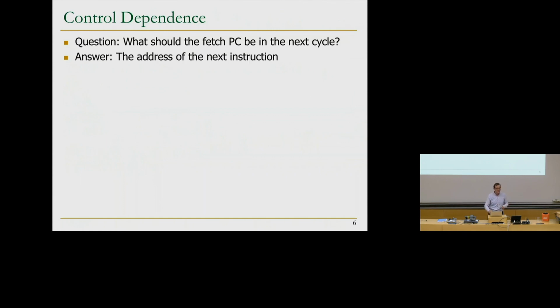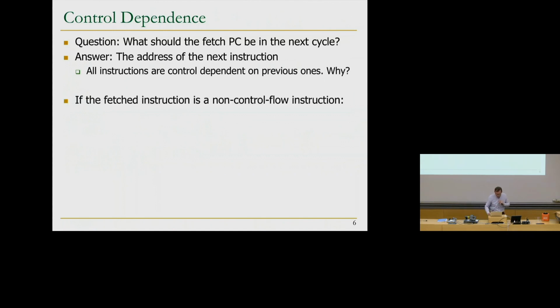So clearly the answer is the address of the next instruction you're going to execute, right? But that's a cop-out. Basically, what is that address? All instructions are really control dependent on the previous ones, because the next instruction is a sequential instruction. If you're going to the next sequential instruction, the address is PC plus 4. We've seen that many times, PC plus the size of the instruction. So if the fetched instruction is a non-control flow instruction, you go to the next sequential instruction. The next fetch PC is the address of the next sequential instruction.